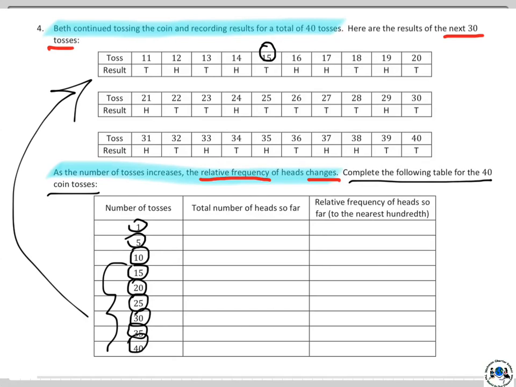Go ahead and write the total number of heads so far at that point, after 1 toss, after 5, after 10, after 15, 20, 25, 30, 35, 40, and then go ahead and calculate the relative frequency of heads so far. Okay, so for example, at the 40th toss, the number you're going to use as your denominator to calculate your relative frequency is going to be 40. So go ahead and do that and come on back and we'll check.